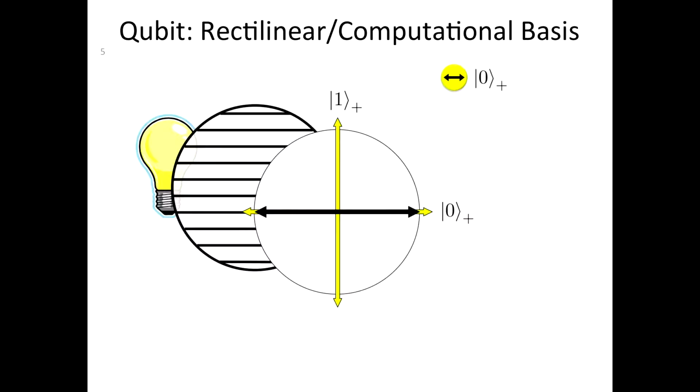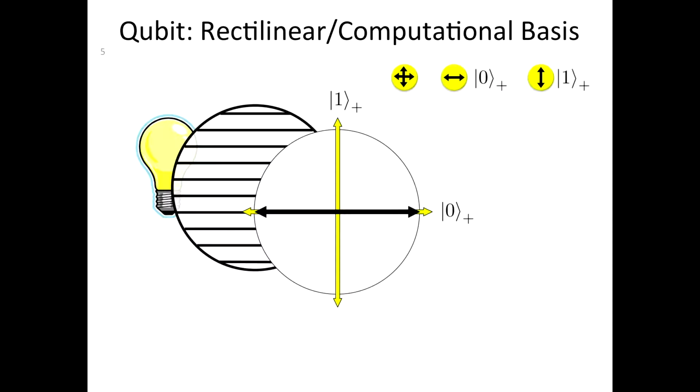Now, the polarization which is orthogonal to that, we're going to call the 1 state. So here we have another state of our qubit. Together they form an orthogonal basis of this vector space. We're just going to use, say, the yellow color for it. This is called the rectilinear or the computational basis.